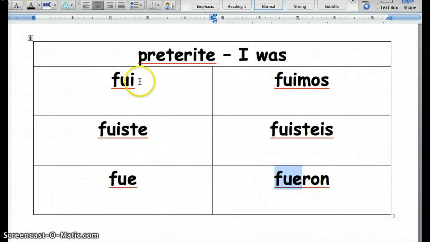I often used to get the fui and the fue mixed up. To keep it straight in my mind, I think fui, I was. This is the I form.